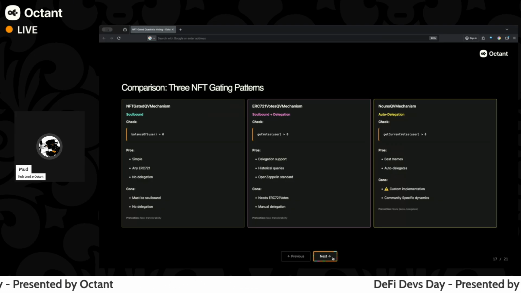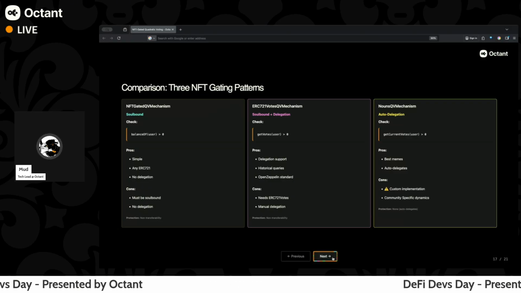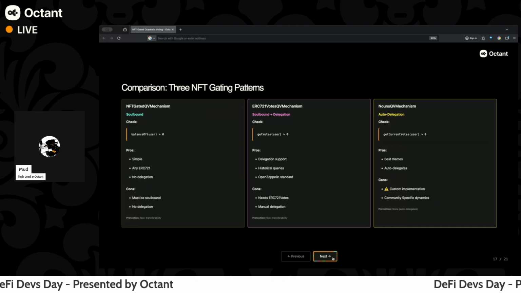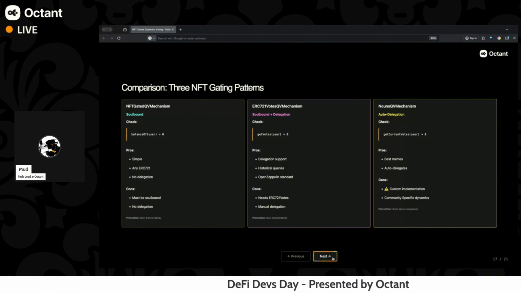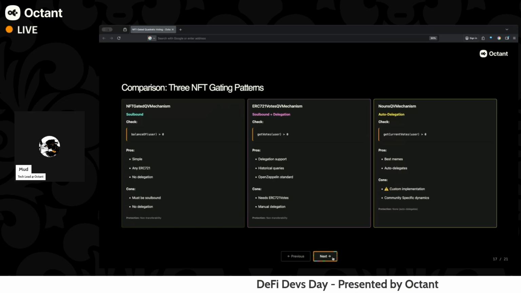I wanted to leave you with a comparison between different NFT gating patterns. Again, you should really think through how you want your voting to happen before you start building. So if you're doing soul-bound NFTs, you're going to check the balance. If you're using ERC721Votes, you're going to use getVotes. If you have something more bespoke, for example, if you look at the Nouns contracts, they have a different function called getCurrentVotesForUser.